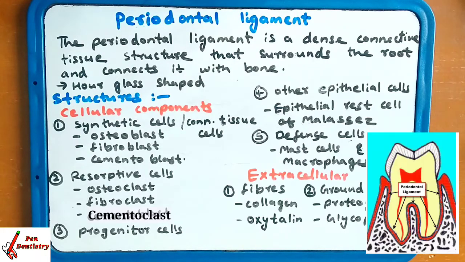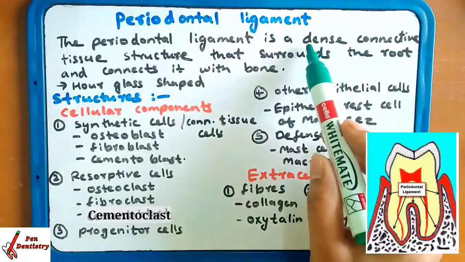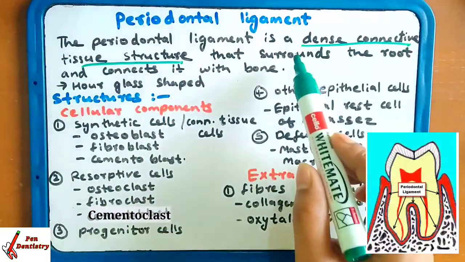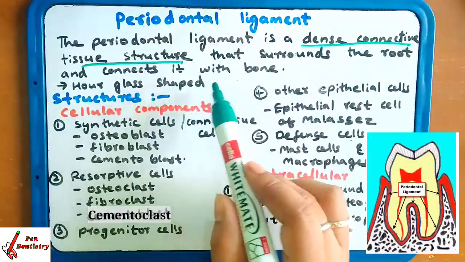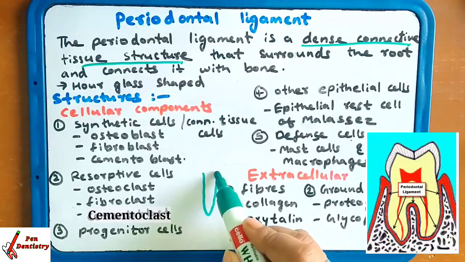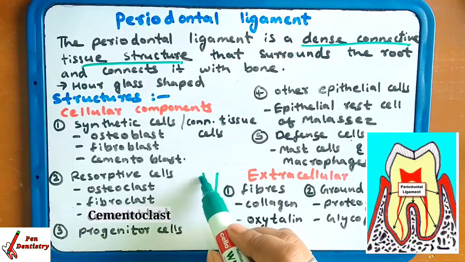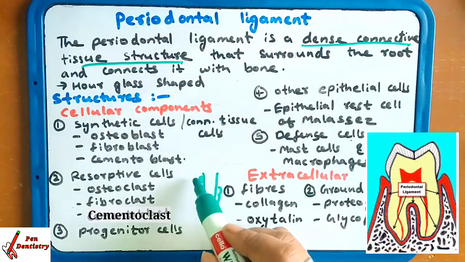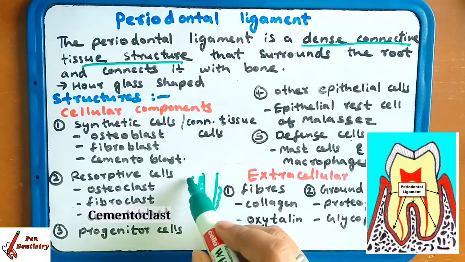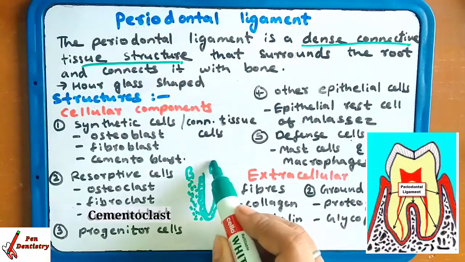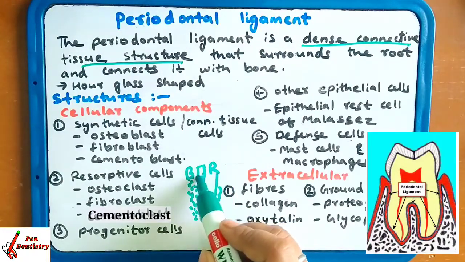Today we will be learning periodontal ligaments. What is the periodontal ligament? It is a dense connective tissue structure that surrounds the root and connects it with the bone. That is, the root of the tooth is surrounded by the periodontal ligament, which connects it with the bone. So between the bone and the root there is a presence of periodontal ligament.